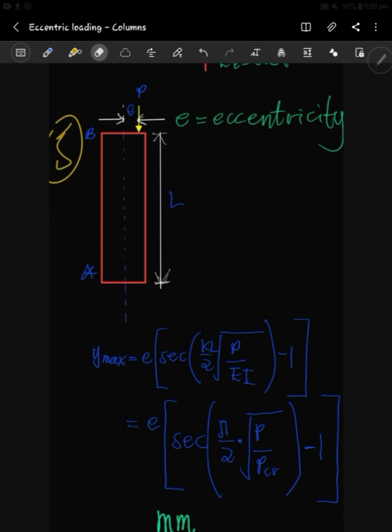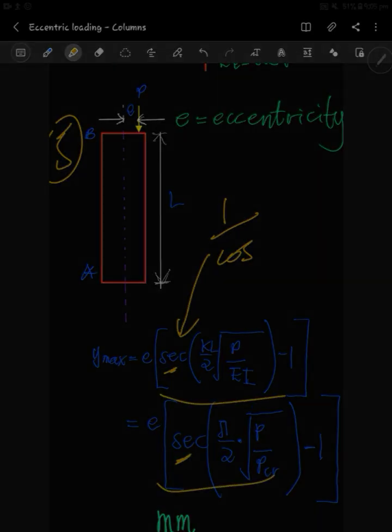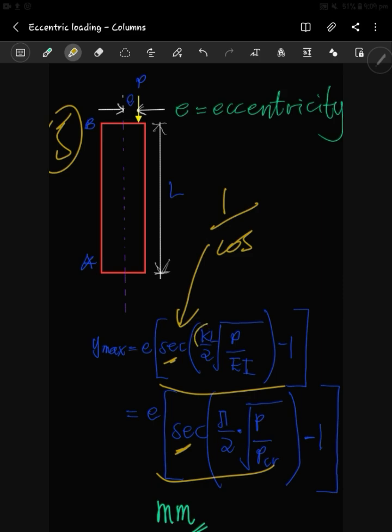And so whenever you see this sec function somewhere, which we know to be the reciprocal of cos, then we know that we are actually dealing with eccentric loading. So you only use this equation when the loading is eccentric. And this KL here is actually the effective length. So let's go over that one more time. We know the sec is the reciprocal of cos. The KL that we have here is basically the effective length.